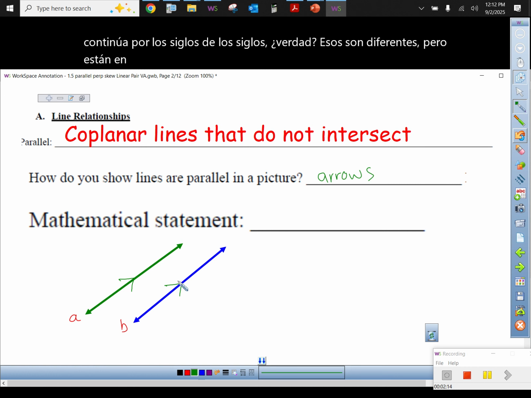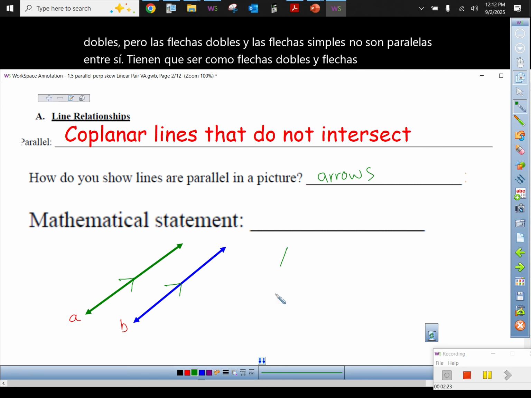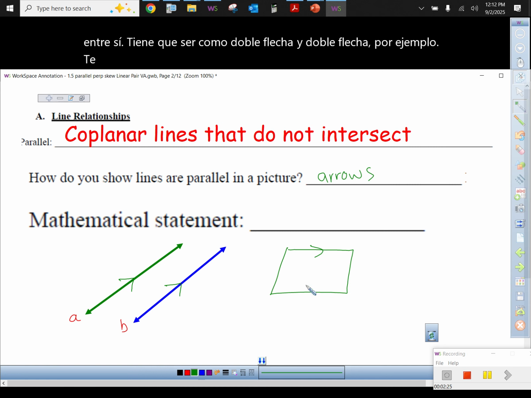And you could also have double arrows, but double arrows and single arrows aren't parallel to each other. They have to be double arrow and double arrow. For example, I'll show you in chapter 6, we'll draw a parallelogram. These sides are parallel to each other, and those sides are parallel to each other, but they're not all four parallel to each other. You have two different sets of parallel sides, right? So it's about the arrows on there.